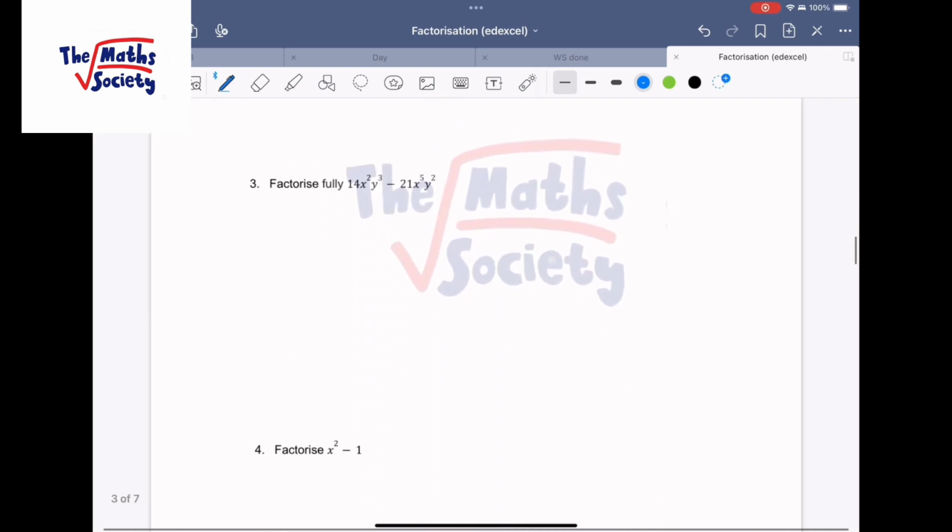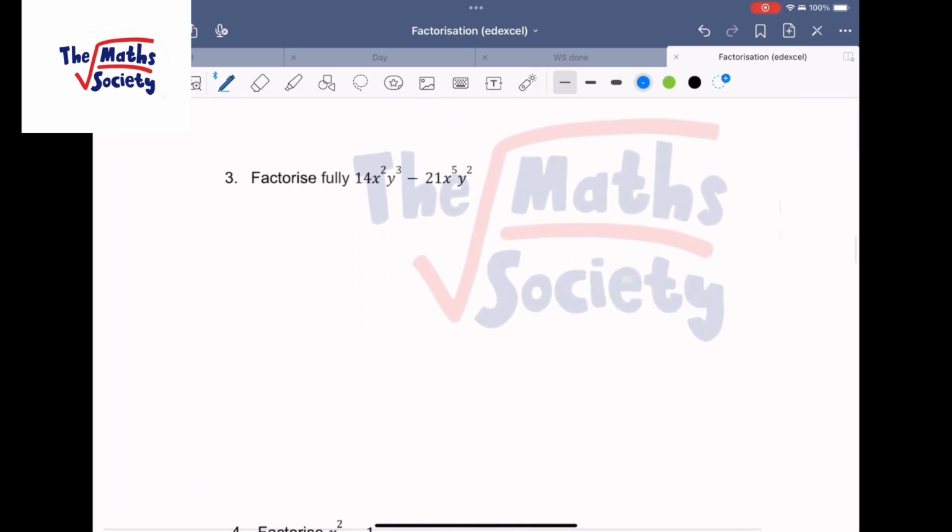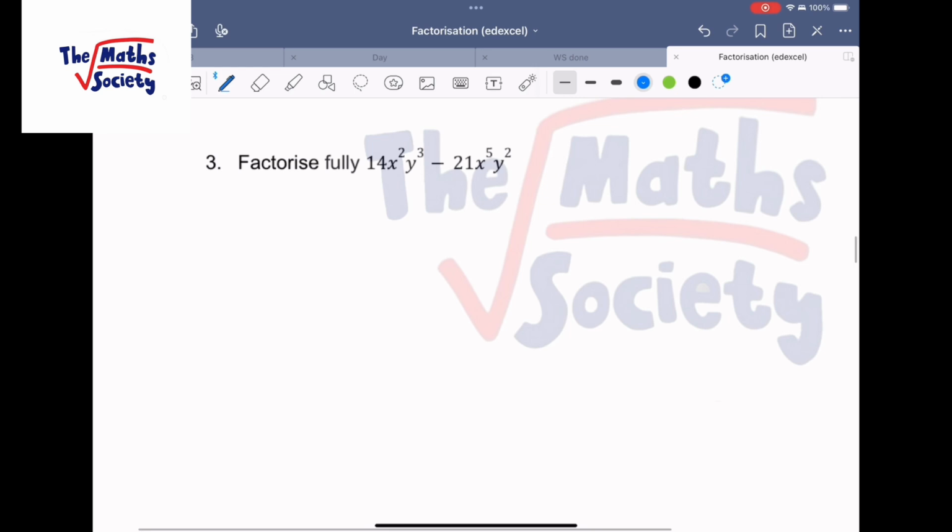And then moving on to question number 3, we have factorize fully 14x squared y cubed minus 21x to the power 5 y squared. So then we'll try to take out the common terms as well, which is going to be 7. And for x squared, we can take out x squared, and then we can take out y squared. So then we will be left with 7, 2, so that's 14, 2, and then y minus 3x, and then you take out 2x, so you'll be left with x cubed. So that should be your answer.